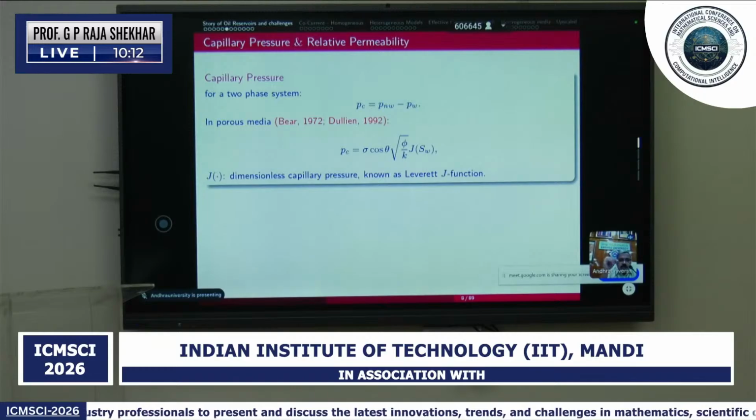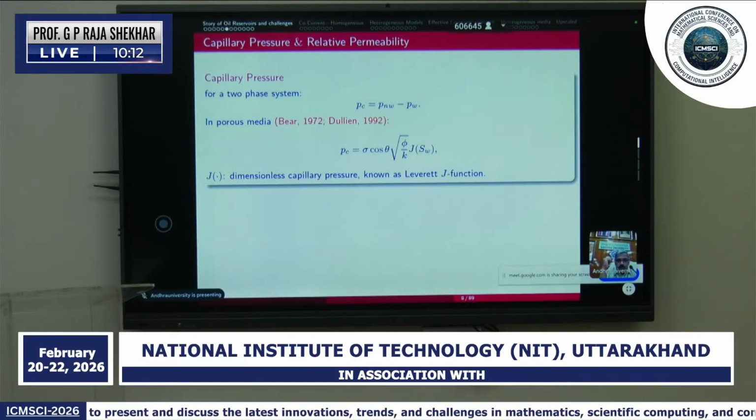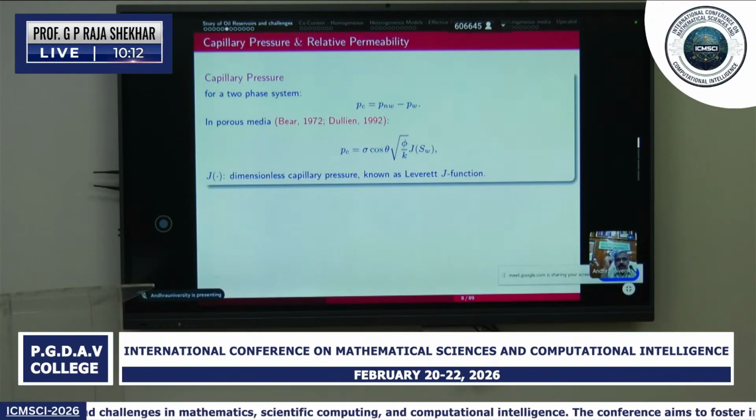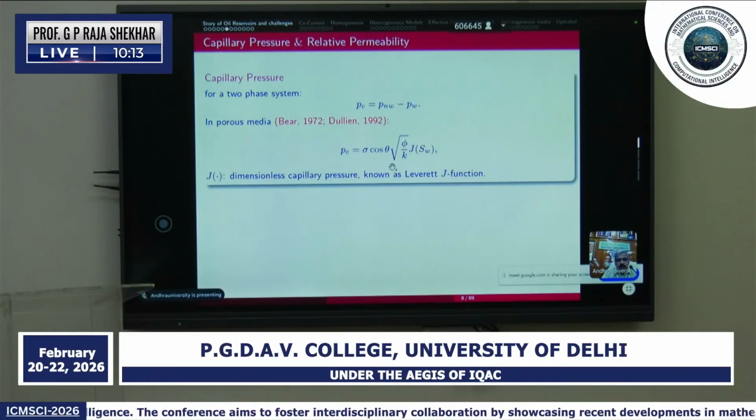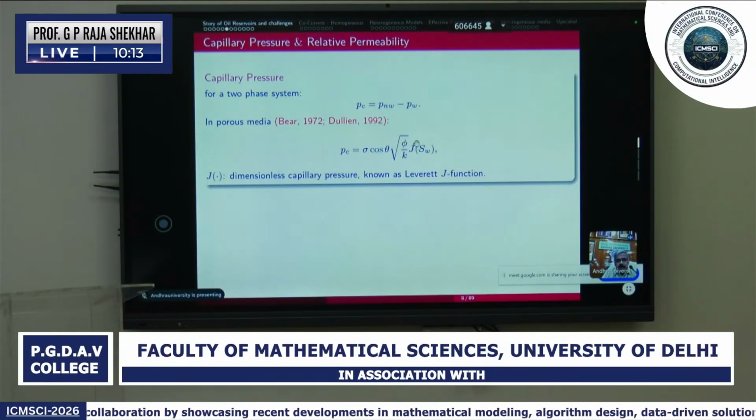Then, since the oil is trapped in micropores, for these micropores there is a pressure competition between the wetting phase and the non-wetting phase. That is called the capillary pressure. And this capillary pressure depends on various factors like surface tension, contact angle, porosity, permeability, and a saturation function, which is called a flux function.